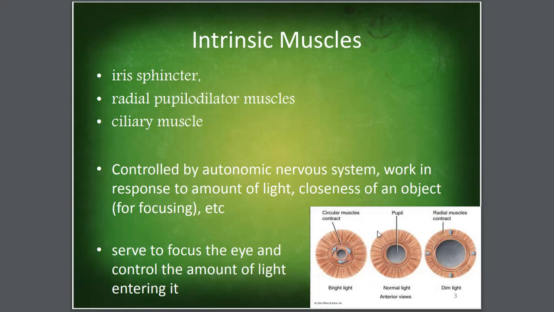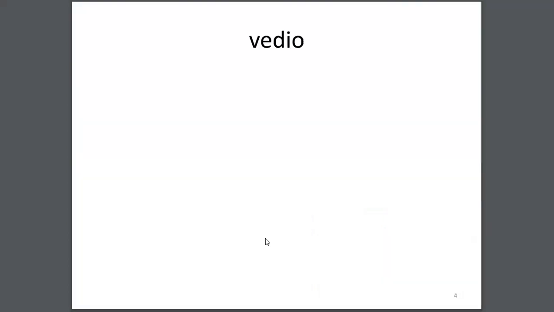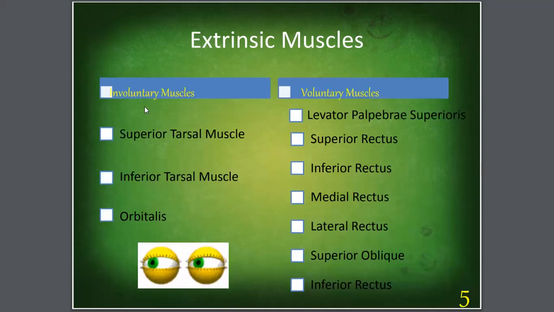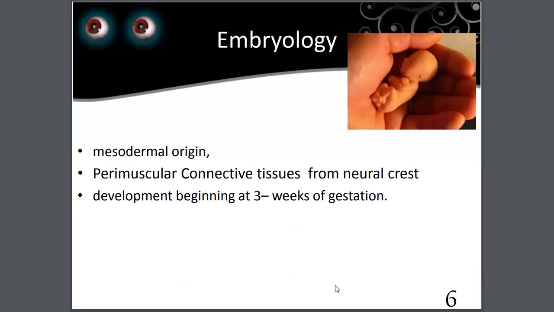All these muscles, when they contract, cause pupillary constriction, and when they relax, they cause pupillary dilatation. This is all under the control of the autonomic nervous system. Overall, just to give the list of these muscles: involuntary muscles, we have superior tarsal, inferior tarsal, and orbitalis. Voluntary, I told you the list.